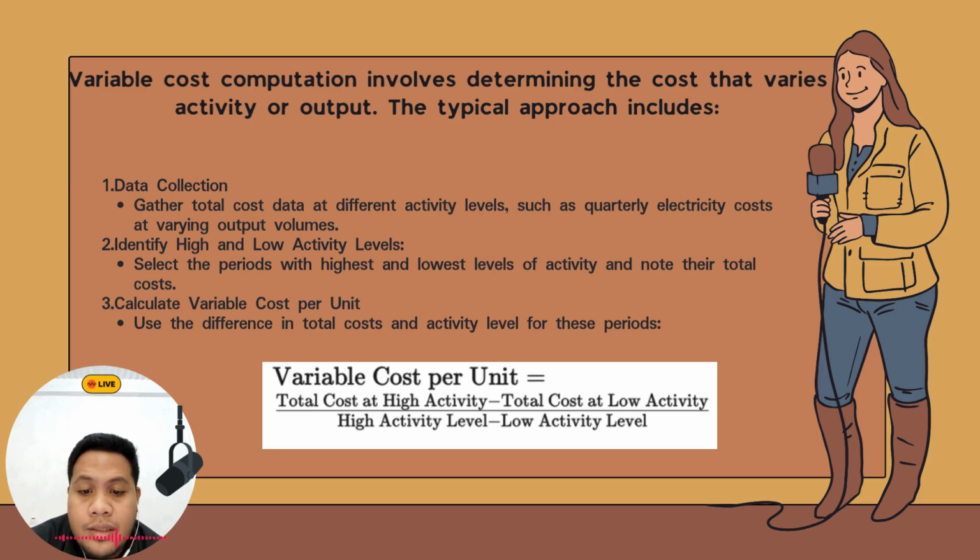In data collection, you gather total cost data at different activity levels, such as quarterly electricity costs at varying output volumes. In identifying the high and low activity levels, select the periods with the highest and lowest levels of activity and note their total costs. To calculate the variable cost per unit, use the difference in total costs and activity levels for these periods. And lastly, to determine the total variable cost at any activity level, you multiply the variable cost per unit by the activity level.